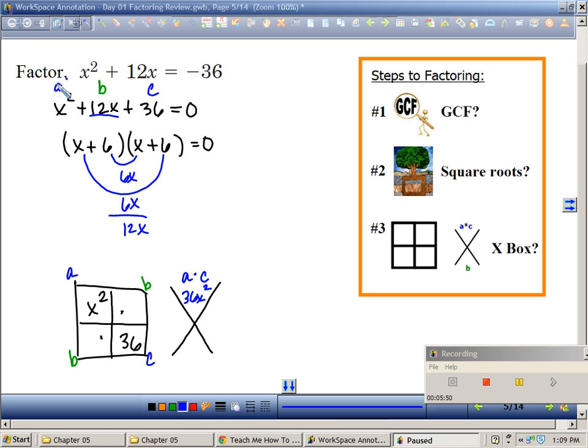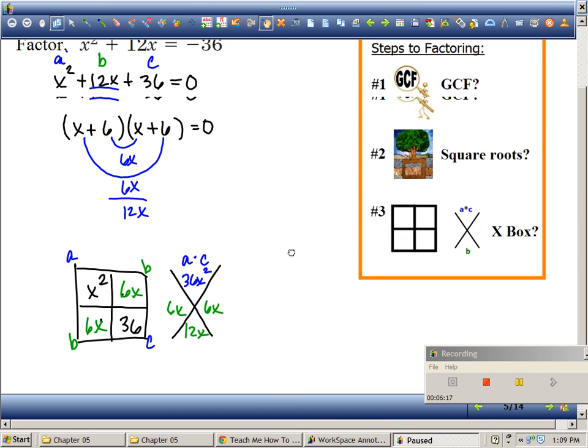B goes in the basement. We call this the attic, A and C, the attic. B goes in the basement, which is 12x. What two values, when I multiply, I get 36, but when I add, I get 12? 6x and 6x. There are my mystery B values, right there.